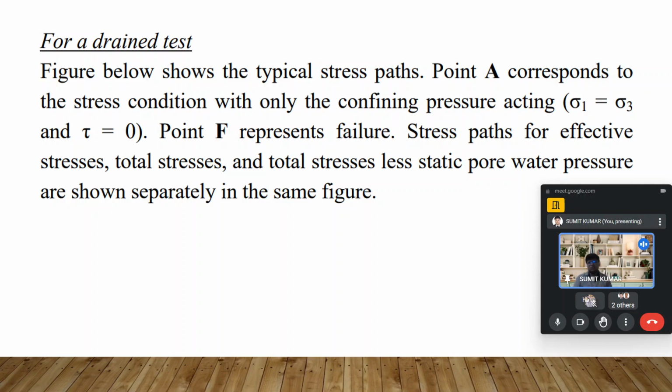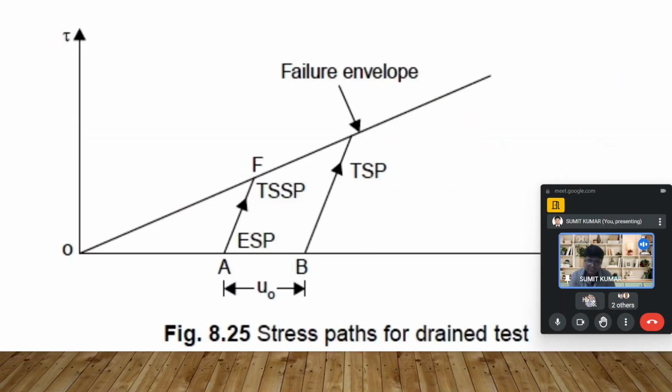Point A corresponds to the stress condition with only the confining pressure, where sigma 1 and sigma 3 are the same and nothing more takes place, and the value of tau is 0. And point F represents the failure, and the stress path for the effective stress, total stress, and the total stress less static pore water pressure is shown separately in this figure coming below.